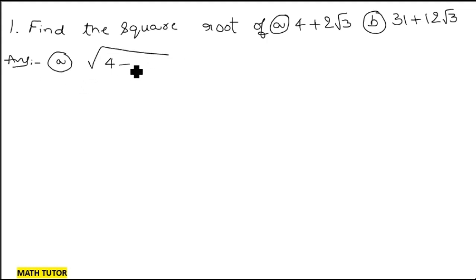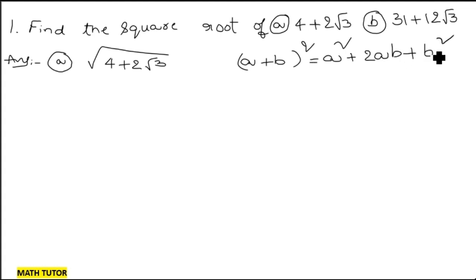4 plus 2 root 3. If you remember earlier, how can you do this? You have to convert it into the form of a plus b whole square. What is a plus b whole square? A square plus 2ab plus b square. Right? So we have to convert this into the form of a plus b. So we have to find out a and b here.